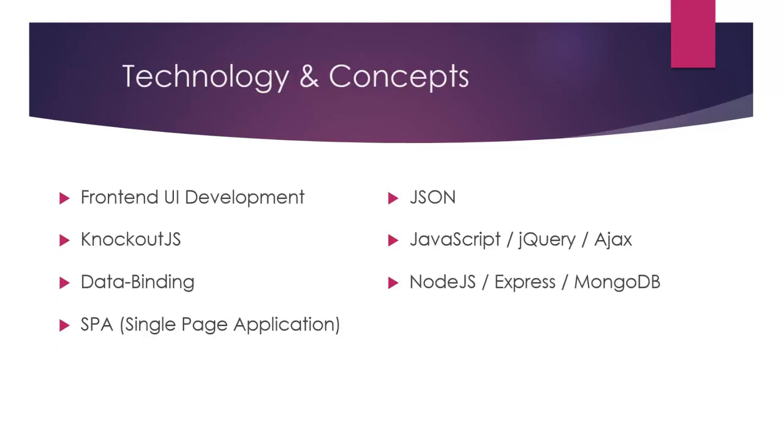So the technology and concepts we'll be talking about in this course are front-end UI development, of course KnockoutJS, data binding. KnockoutJS is a data binding library. That's the main focus of it. That's the point of it. So we'll be talking about that quite a bit.